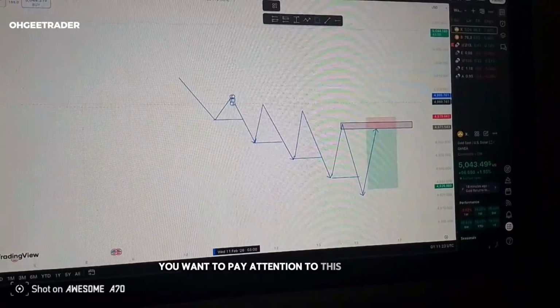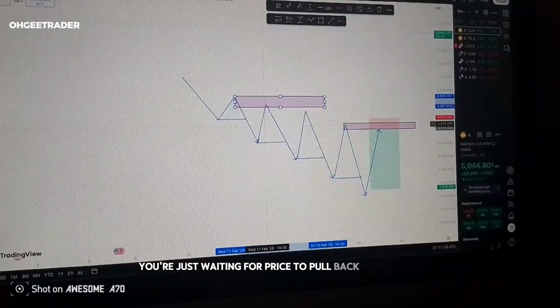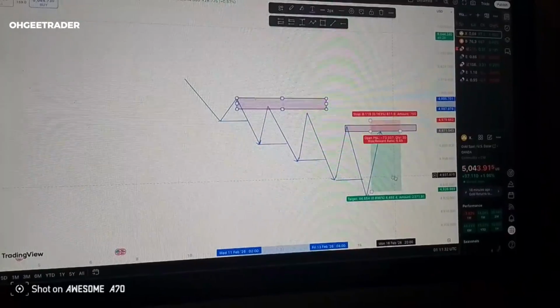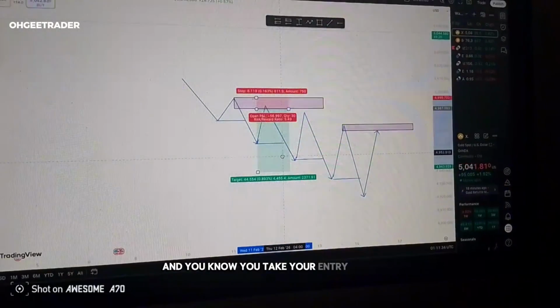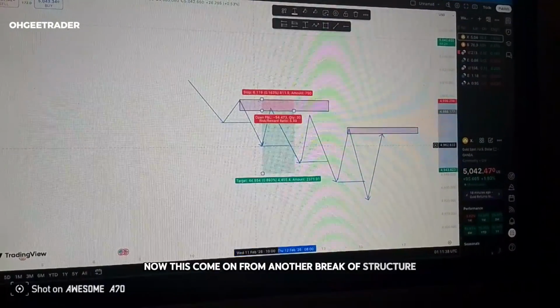You want to pay attention to this lower high that took out the lower low, and you are just waiting for price to pull back in this zone. You take your entry for price to come and take out, come out from another breakout structure down here.